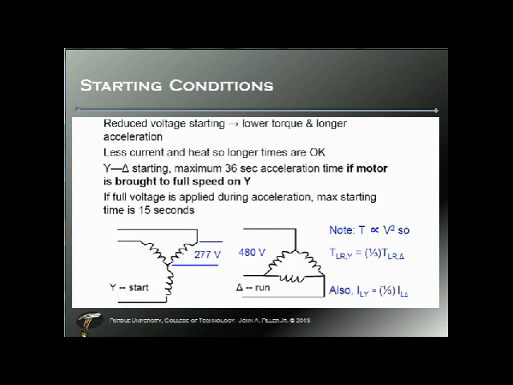Now talking about starting also here, we can do what we call a Y start delta run motor. If we reduce the voltage at starting, we reduce the torque and have a longer acceleration, but because we have lower voltage, that means there's less power being used, and that means that we'll have less heat to get her started, to get her rolling, and then we slowly bring up the voltage to get to full speed.